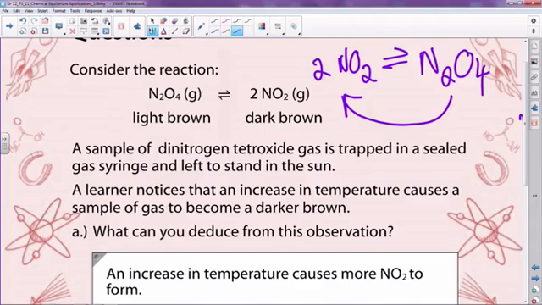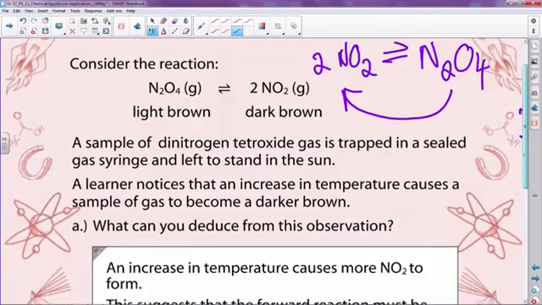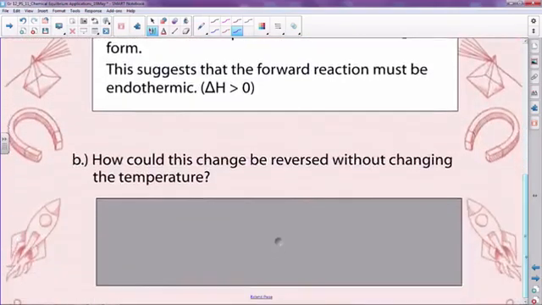Okay, so now you need to be careful with these, okay? Increasing temperature favors the endothermic reaction. In this case, that happened to be the forward reaction. Now, I love this next question. So now it says, how could this change be reversed without changing the temperature?